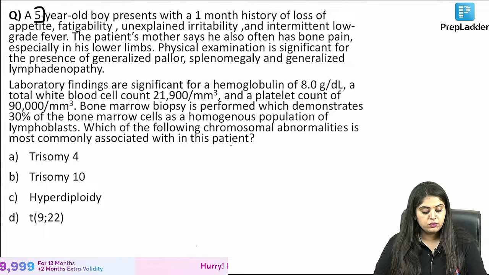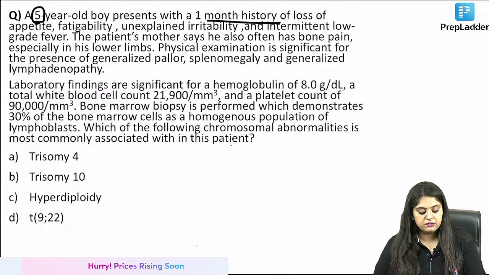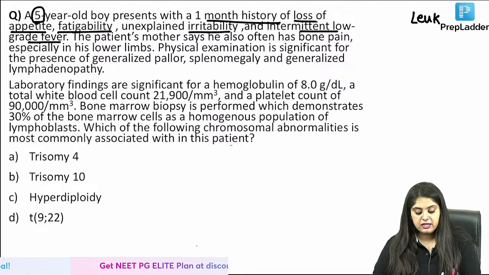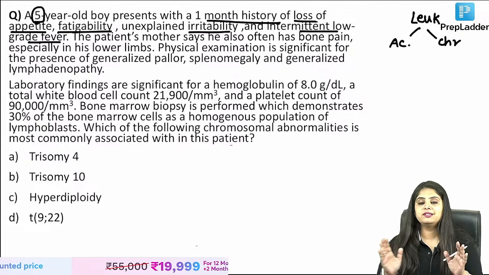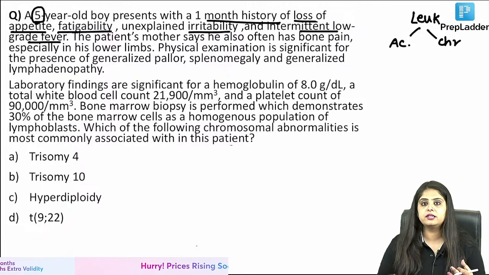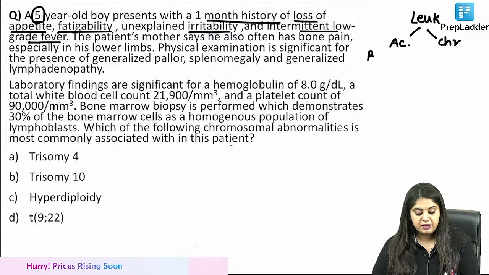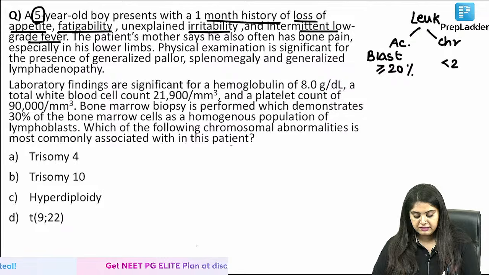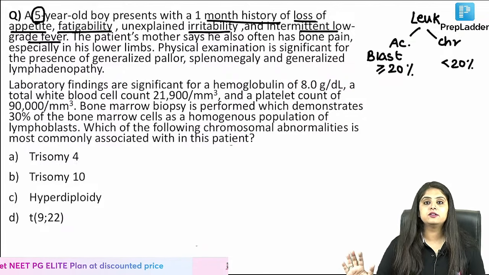Now there's a 5-year-old boy who has presented with a 1-month history of loss of appetite, fatigability, irritability and low grade fever. Now the questions of leukemias, before I start: two kinds of questions, acute leukemia and chronic leukemia. In the exam, the answer is not going to be handed to me; I will have to search for things in the question. If I say that the blast count is going to be equal to or more than 20%, I will start thinking of acute leukemias. And if it is less than 20%, I will start thinking of chronic leukemias.